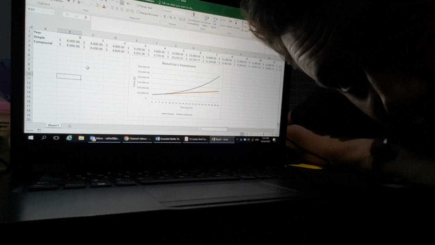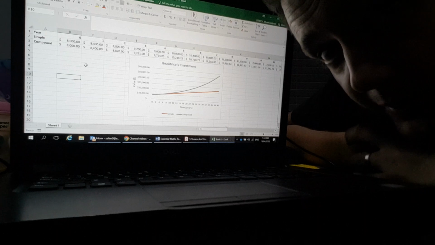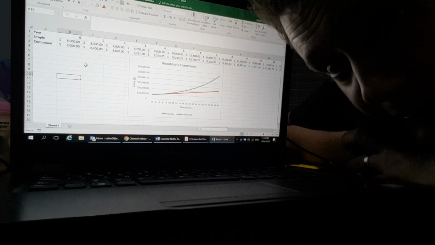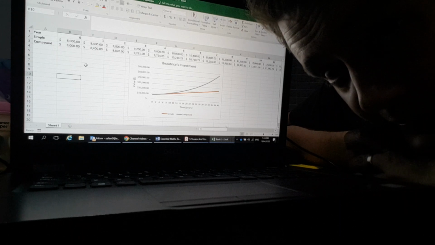So, yeah, short story is that if you were investing for a long time, you're going to get a lot more money using compound interest than you would simple interest. I think that's going to do for the lesson today.